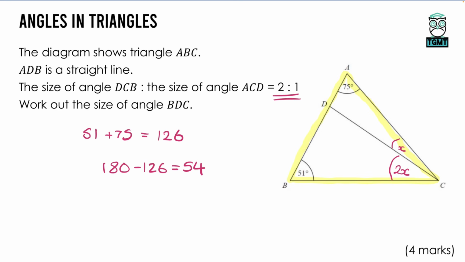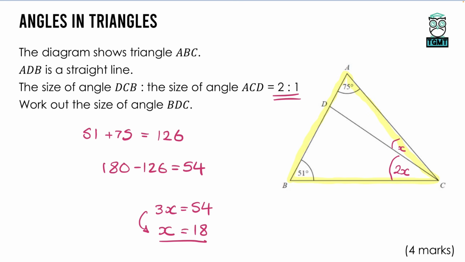Or I could treat it with algebra, which I'd do in the same way. We'd have 3x is equal to 54, and we divide by 3 just like we would if we were sharing in a ratio. So 54 divided by 3 gives us that x is equal to 18. We now just need to apply that to the correct angle.